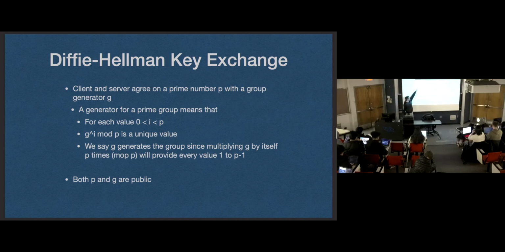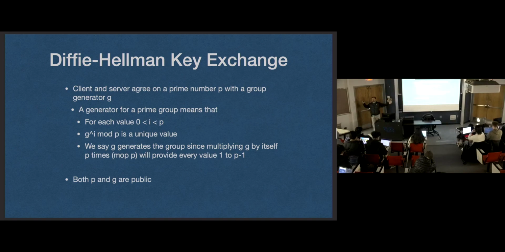We're going to have some generator G that generates the prime group P, which means that for each value I from 1 to P minus 1, G to the I mod P is a unique value. That means G generates the group P. So if I take G and keep multiplying it by itself, P times mod P, I'm going to get every value from 1 to P minus 1. So this generates the group.